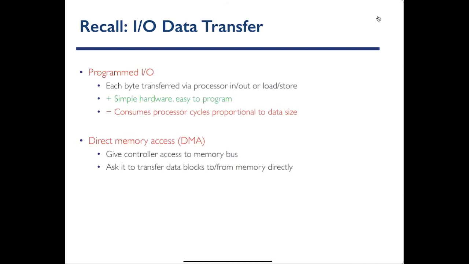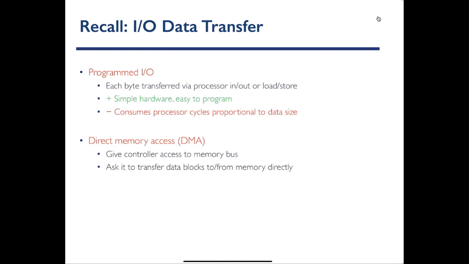Now, this is a recall. We saw this in early lectures. There are two ways to transfer data between CPU and the device. One is programmed I/O. So with this one, for every byte of data that we send to the device, we're using CPU cycles. So basically, let's assume that you want to write a gigabyte of data to your GPU, to your GPU's memory, for example.